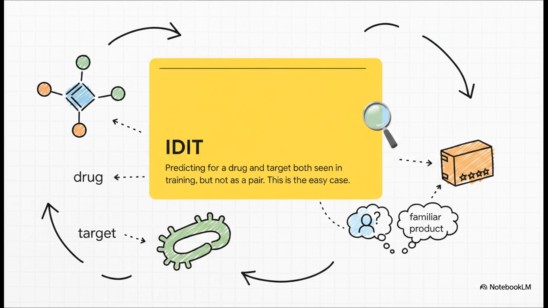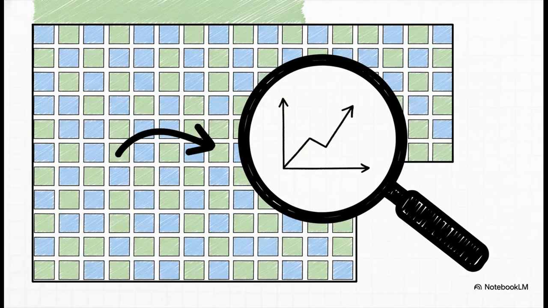We're trying to predict an interaction for a drug we already have data for and a target we already have data for, just not together in the same pair. You can think of it like asking a regular customer to rate a popular product that they just haven't happened to buy yet. This is a classic interpolation problem. We're just filling in a gap between things we already know. And the math here just makes this idea really precise.